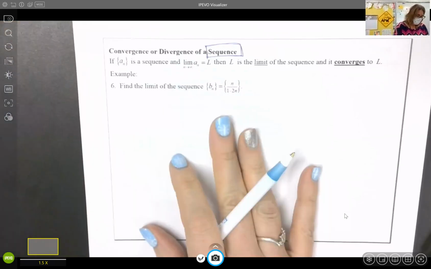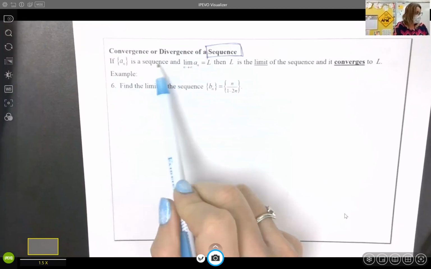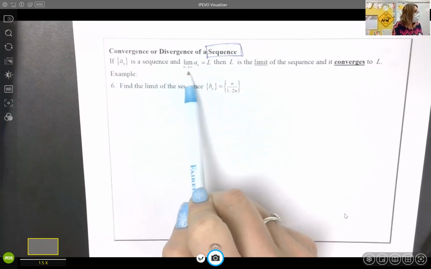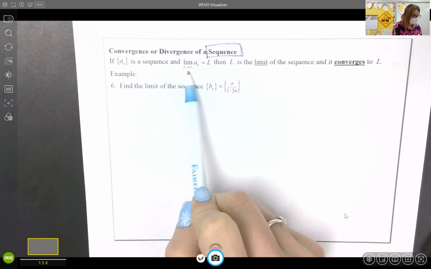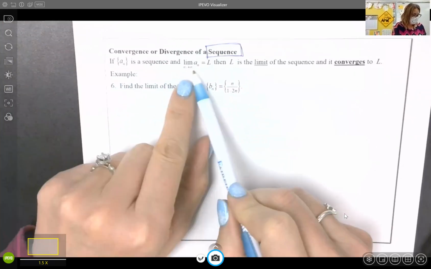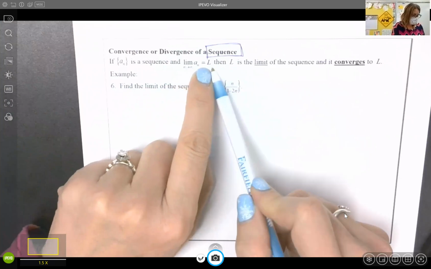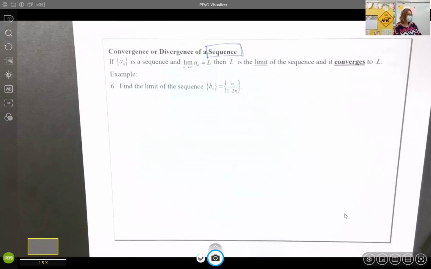So if a_n is a sequence, then the limit, as I keep continuing to plug in n, so I plug in a 1, I plug in a 2, I plug in a 3, I plug in a 4, the limit of that sequence is equal to L. Okay? So what that means is, basically, we're looking at a horizontal asymptote maybe, right, as we go to infinity.